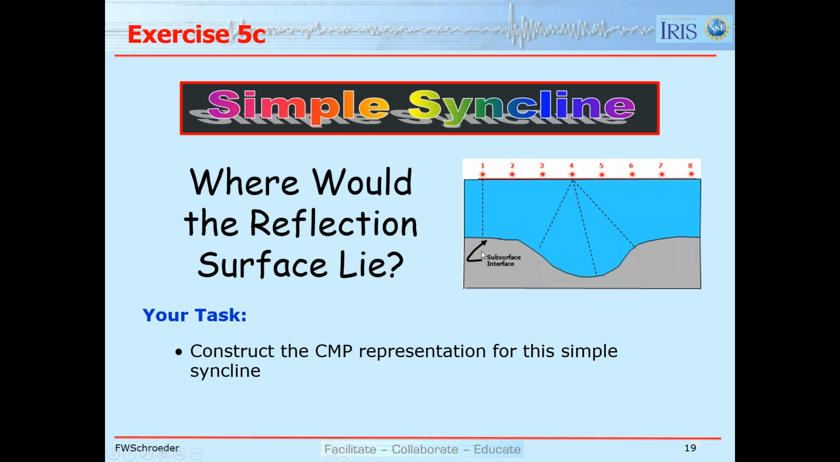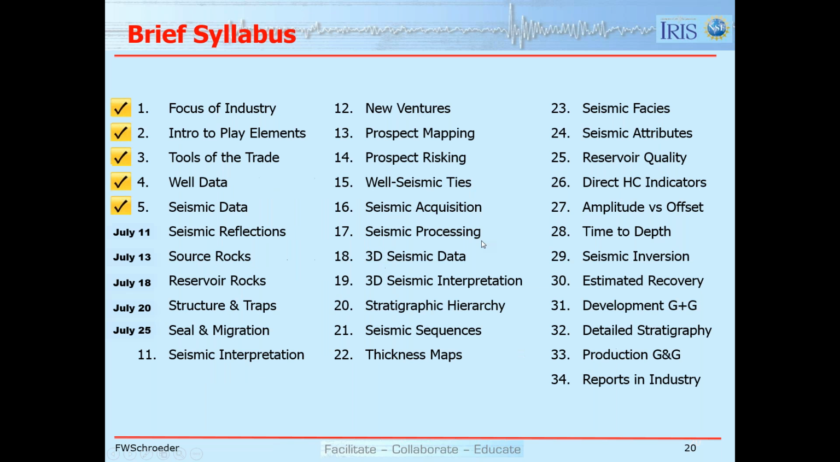And exercise 5C, instead of an anticline, we have a syncline. And again, you would determine, given this geometry and these shot receiver pairs at positions 1 through 8, what it would look like on a 2D seismic line before we correct for mispositioning. So that covers our topic, seismic data, very general.